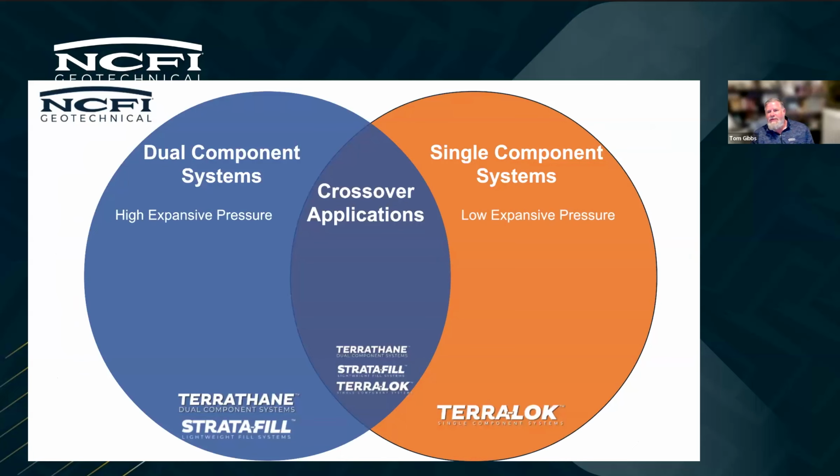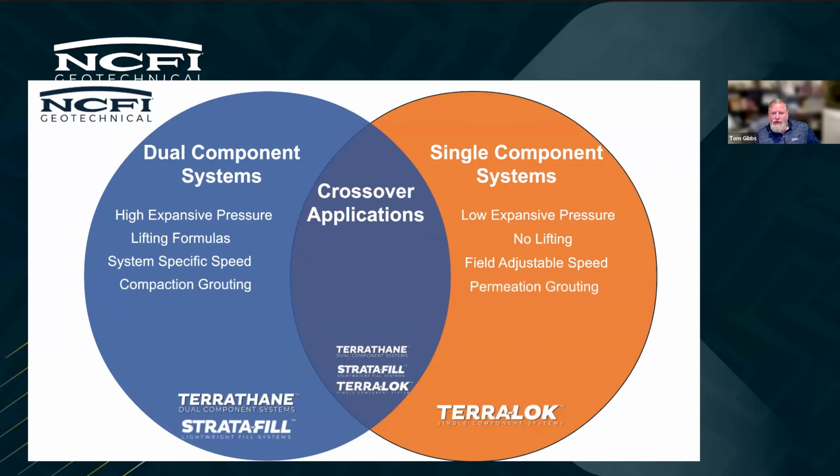So the differences between them: higher expansive pressure with your dual component systems, low expansive pressure with the single component, therefore no lifting. The system specific speed, with the dual components, you have a little bit of control with heat, but not much. With a single component, you can speed it up quite a bit by adding catalyst. The dual components are going to act more like a compaction grout, pushing the soils out of the way and compacting them, whereas the single components, when it comes to shooting into the ground, are going to be a permeation grout.